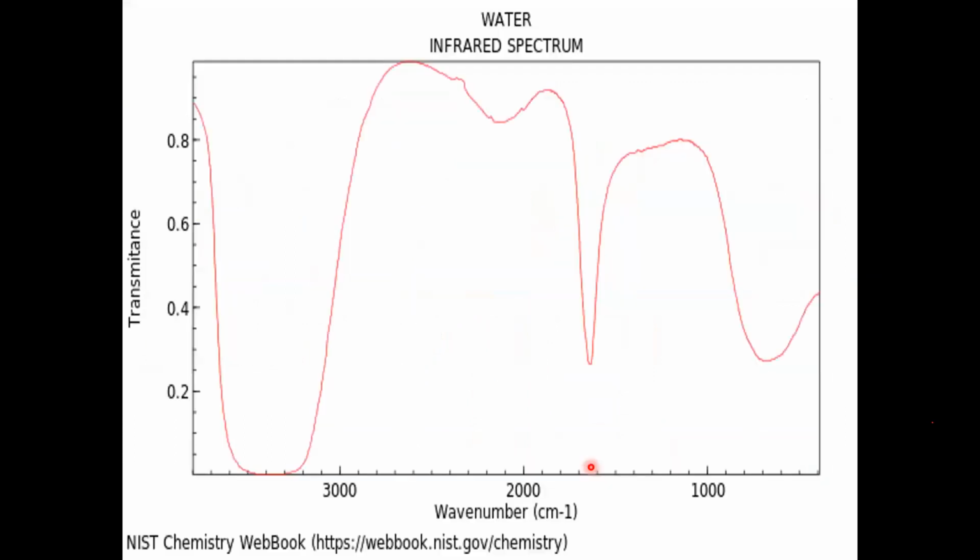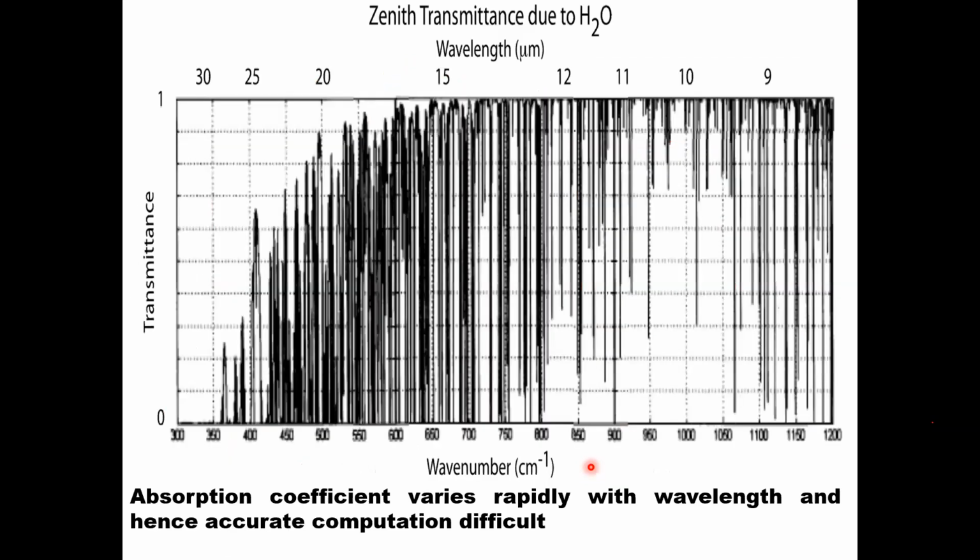Now, typically in a textbook, the transmission through water vapor is shown as a nice, simple, smooth curve. But this is completely misleading. This is not the true picture. The true picture is here. This is how the absorption coefficient or transmission of water vapor varies with wavelength between 4 micron and 30 micron.